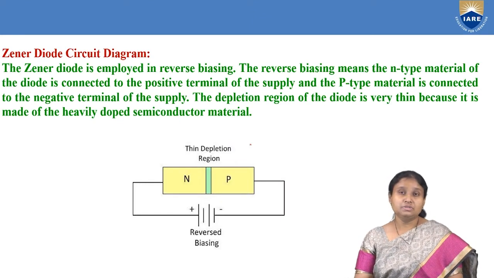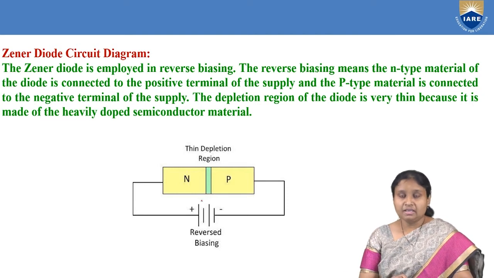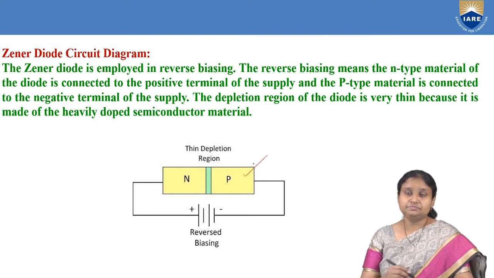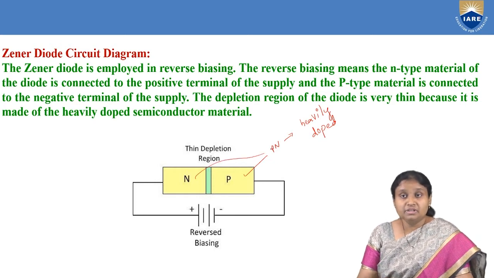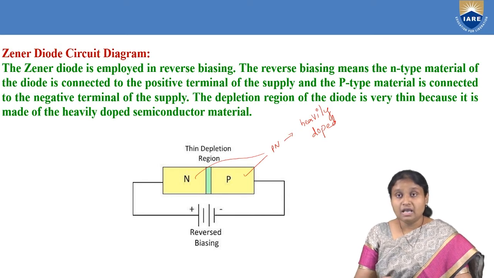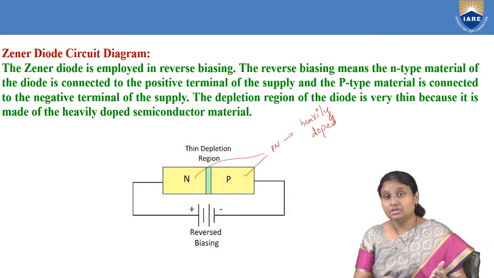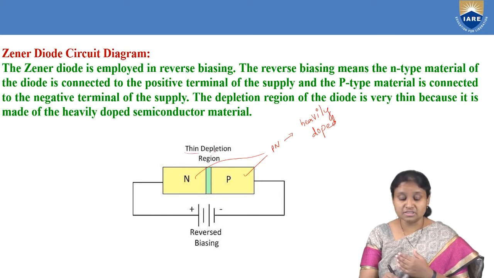Now we are going to discuss the Zener diode circuit diagram. As you can see, this is our PN junction, and it is heavily doped, where we add a very large amount of impurities. Here the p-type is doped with a large amount of trivalent impurities, whereas the n-type is doped with a large amount of pentavalent impurities. When we compare with a normal PN junction diode, because here they go for very heavy doping, we observe that the depletion region is thin.